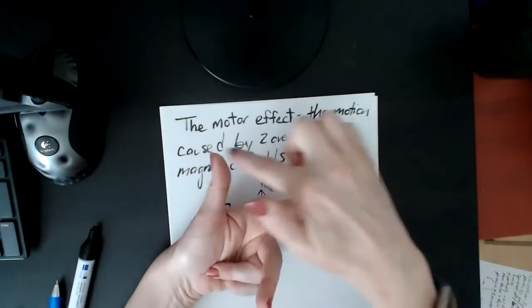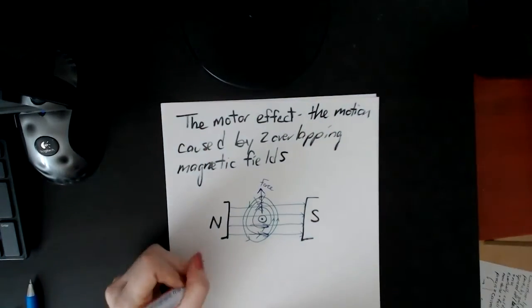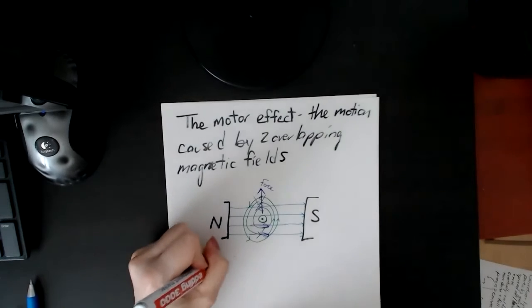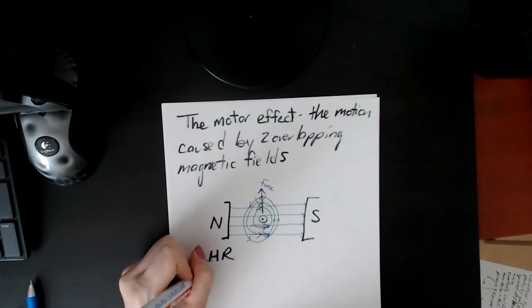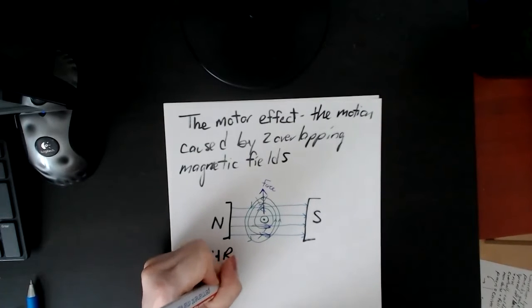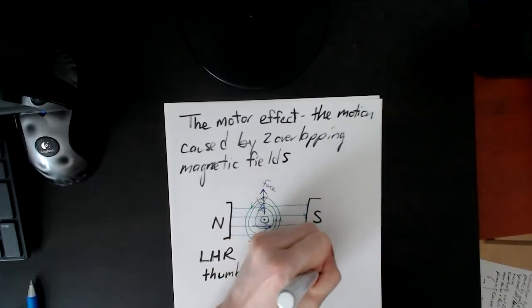So that's the idea. This is called the left-hand rule, and you need to remember what each one stands for. So let's write that down. The left-hand rule, sometimes called, I'm going to abbreviate it LHR. The thumb is the motion or the force, the direction of the force.